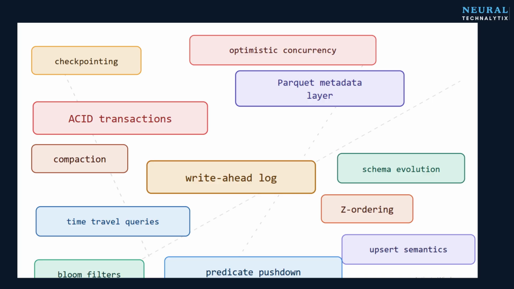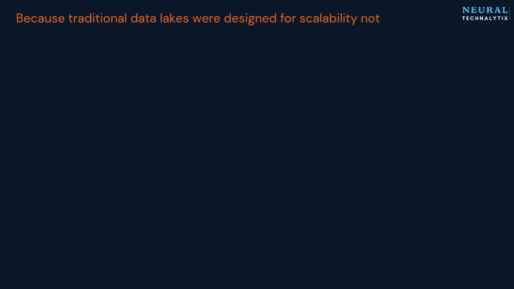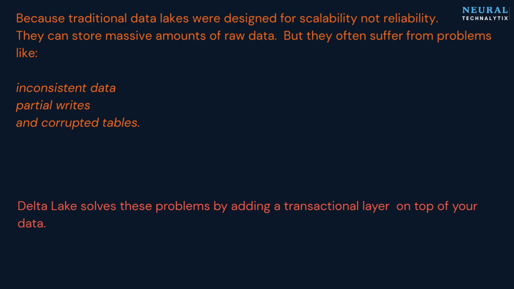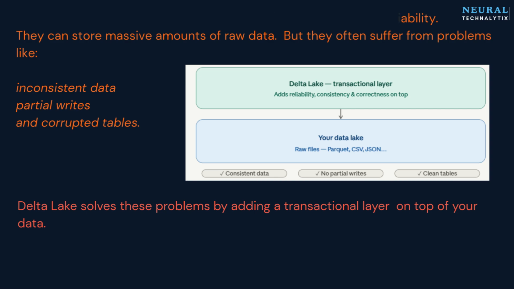What is Delta Lake? Let's start with a simple definition. Delta Lake is an open-source storage layer that brings reliability to data lakes. It does this by adding a transactional layer on top of data stored in cloud storage. Now, why is this important? Because traditional data lakes were designed for scalability, not reliability. They can store massive amounts of raw data, but they often suffer from problems like inconsistent data, partial writes, and corrupted tables. Delta Lake solves these problems by adding a transactional layer on top of your data. Important concept for the exam.